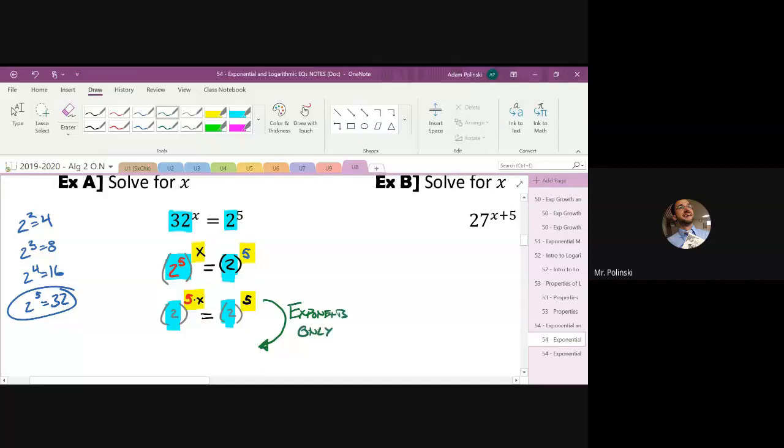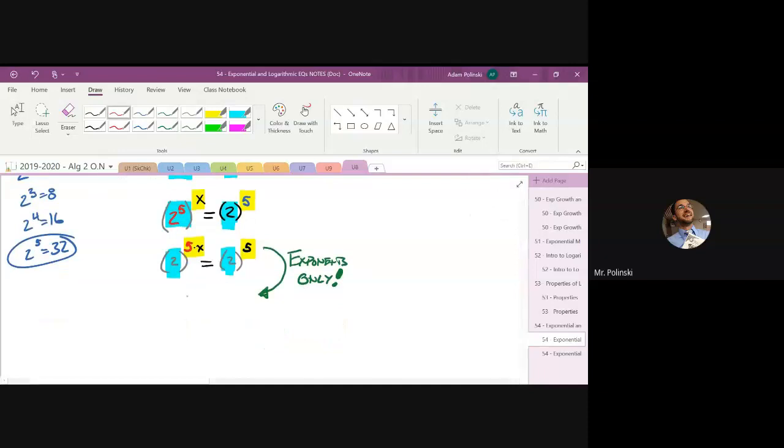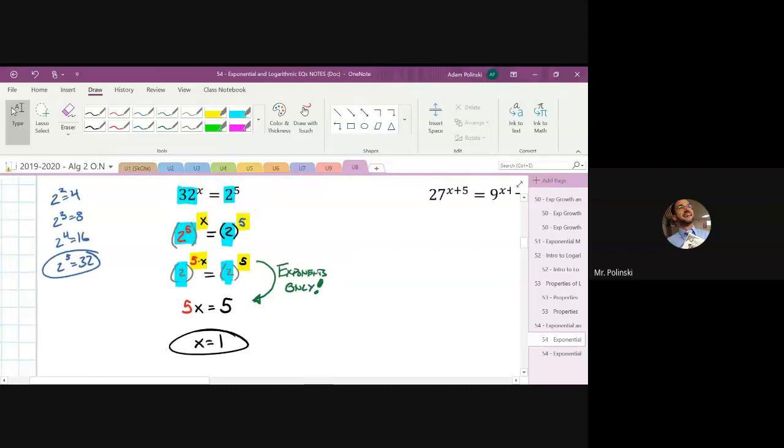Exponents only now. And if I'm looking at just the exponents, that equation says 5x is equal to 5. Well, that's an easy enough equation. What's the answer for this then? That just says x is equal to 1. Right? And there we are.